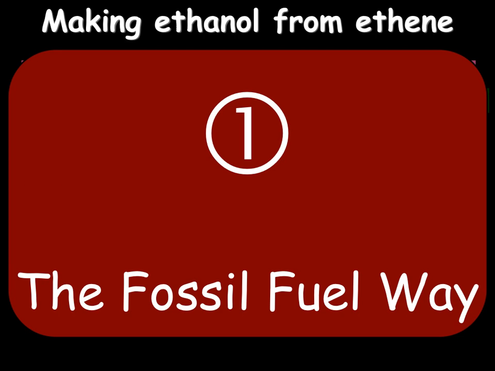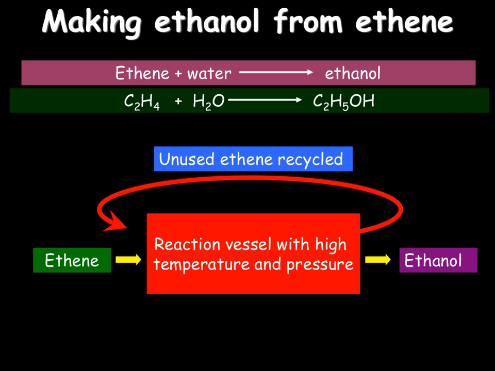So our first method is making ethanol from ethene. This is the fossil fuel way. As we said previously, we first need to get our ethene. Ethene can be obtained via the fractional distillation of crude oil, as well as the cracking of much larger hydrocarbons. When we add our ethene to water, in the gaseous form, we form ethanol. So ethene goes in, we have our vessel with a very, very high temperature and pressure, the pressure to force the reaction to the right, and the temperature to speed up the reaction as well, and we form our ethanol.